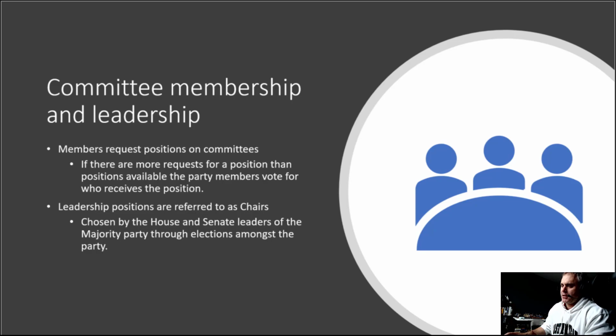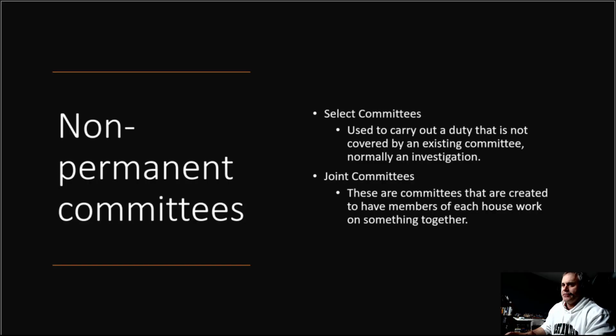Okay. Non-permanent committees are the last thing we're going to be talking about. So select committees are used to carry out a duty that is not covered by an existing committee. Normally it's like an investigative committee. Joint committees, these are committees that are created to have members of each house work on something together. And I'd mentioned these in a previous class. This is often the case when similar bills are passed out of each House of Congress, but they're not identical. And so what ends up happening is you have to bring members of the House and the Senate together to basically hammer out the deal.